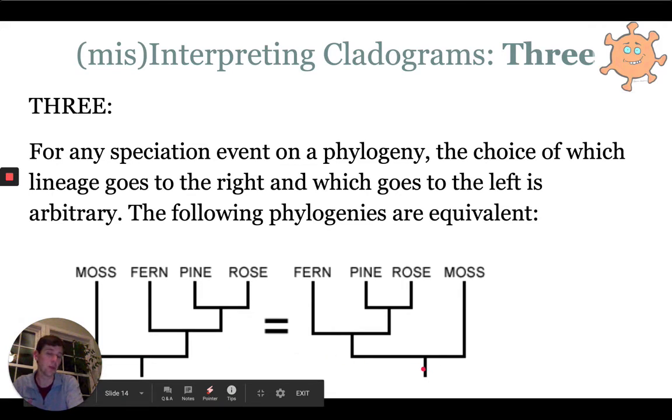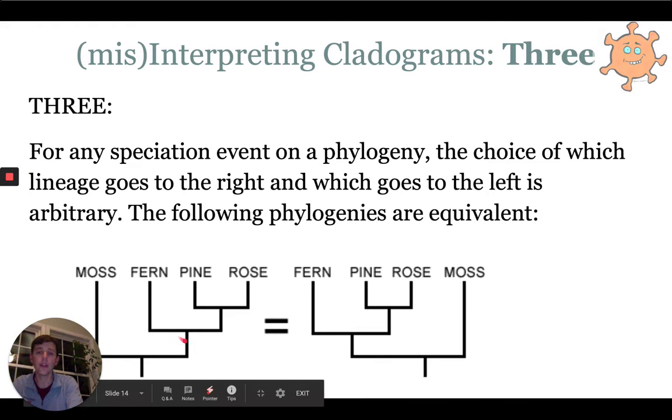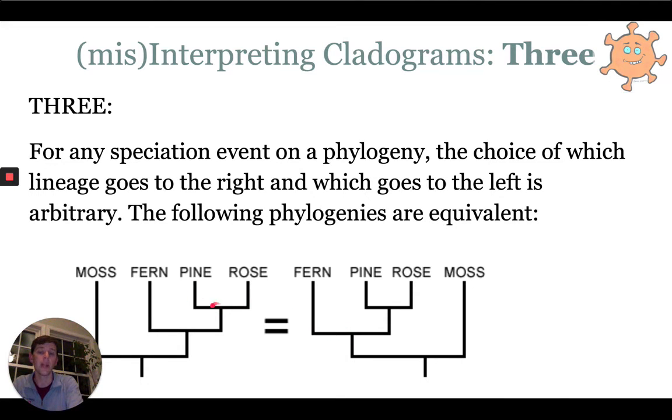Well, if we look at this one, it's saying really the same thing, even though the moss is on the right-hand side. We started out with this one common ancestor. There was a speciation event, and the common ancestor of the moss and the common ancestor of the fern, pine, rose split off from each other. Then the common ancestor of the fern split off next. And then the pine and the rose shared that common ancestor last. And here we have the pine and the rose sharing the common ancestor last. So these two are exactly the same.